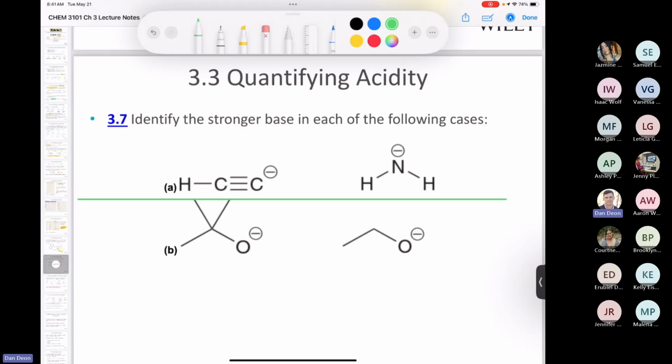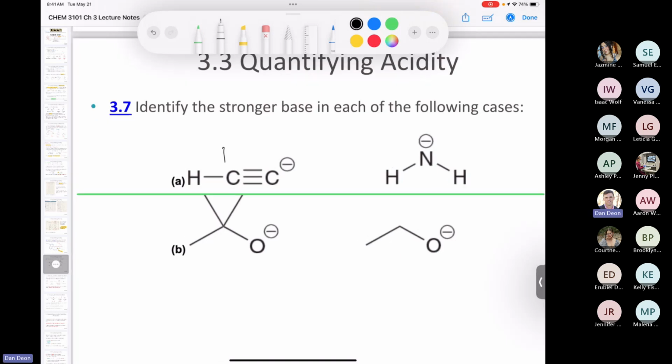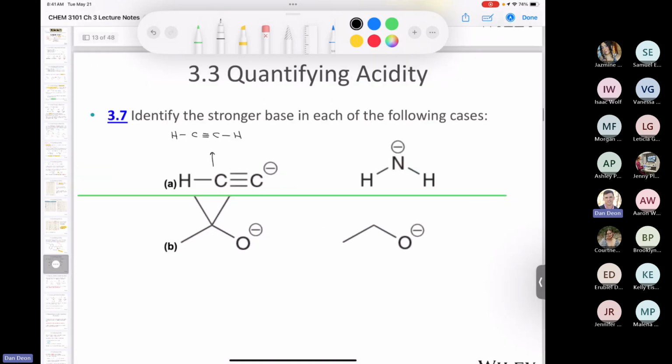And so they gave you a couple of bases. And so here's how you solve this. What you're going to do is draw the conjugate acid of each one of these. So the conjugate acid for this one would be this compound. This is called acetylene. It's used in an acetylene torch. Now the pKa of acetylene, it has a bond between an sp hybridized carbon and hydrogen. The pKa is around 25. Okay, that's the pKa they gave us in the table.